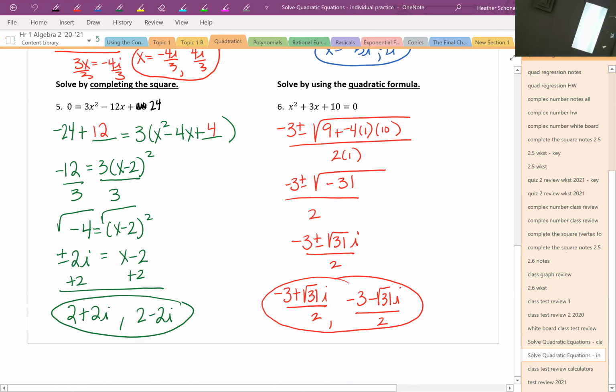And on 6, you're taking the square root of a negative number. So that's why you get the i. On 5, you're taking the square root of -4. The square root of -4 is 2, but you have to add the i because it's negative. And like I said, pause this and check your work on the individual worksheet.